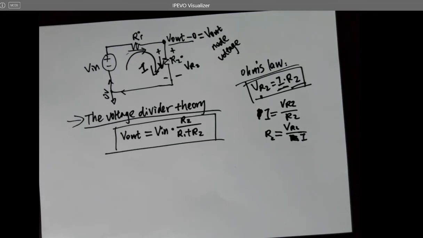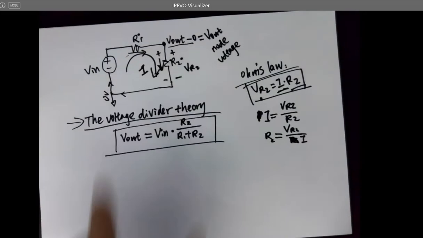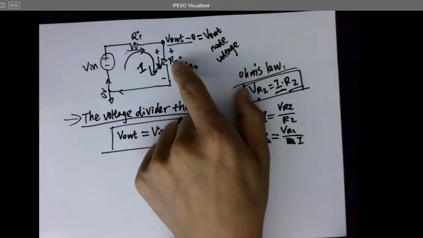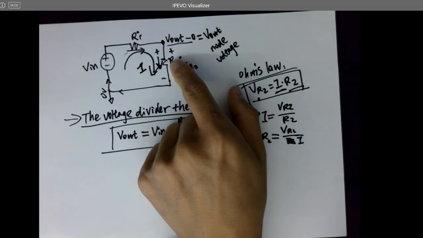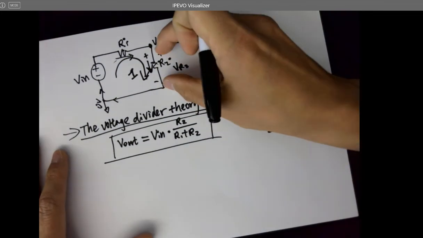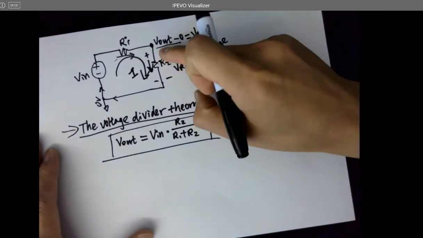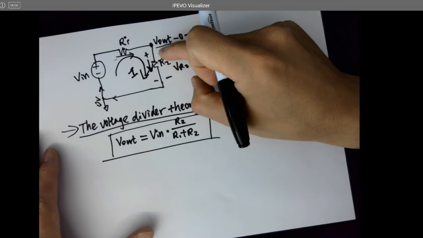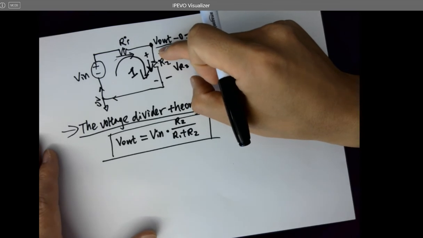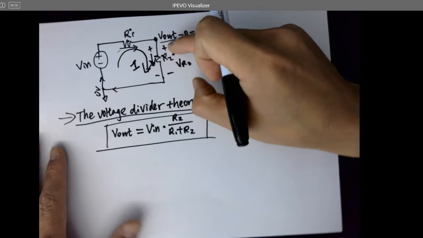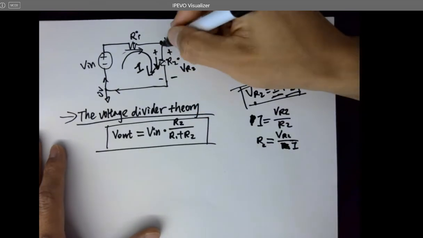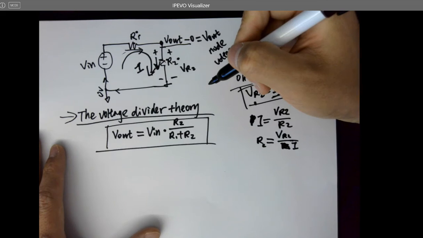So say you have 100 volts in total and 10 resistors, it's going to be dropped 10 times, 10 volts each. Eventually the 100 volts is dropped from the original battery. So every resistor has a voltage share in the overall voltage. I would say the voltage across this R2 is V out. Is that correct? Why? Because V out is the voltage from here to here, right?